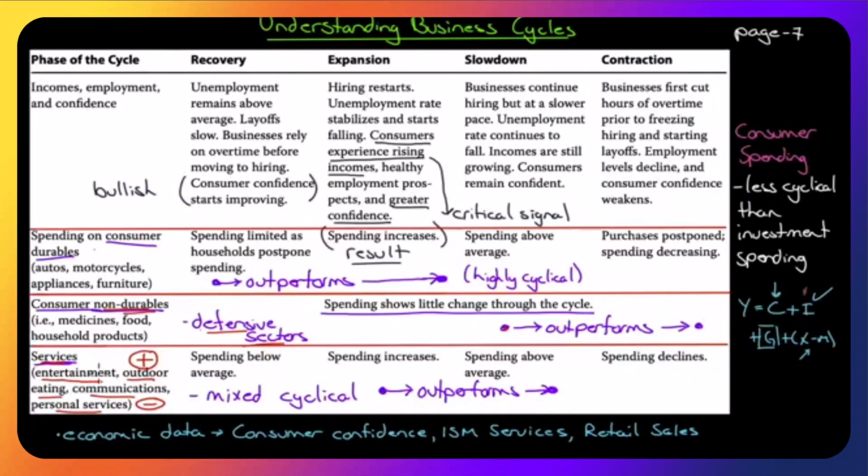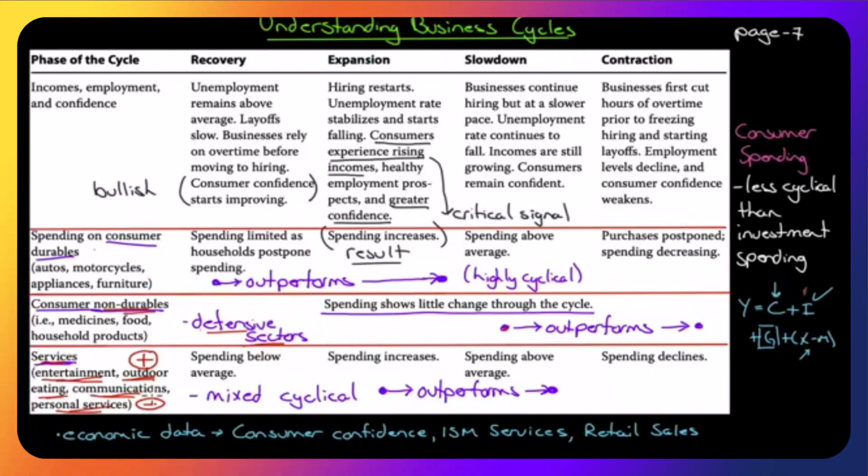Then you have services, and services are of two broad types. There is the sort of discretionary services and non-discretionary services. So something that's discretionary: entertainment, things like concerts, vacations, outdoor eating. Things that are really non-discretionary in services: communication, personal services.